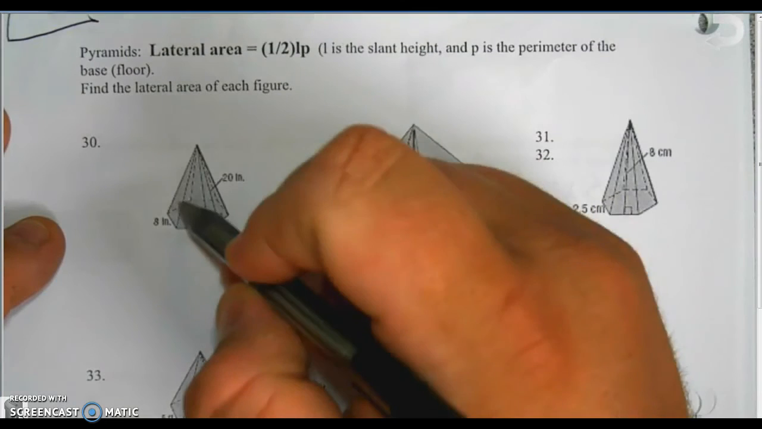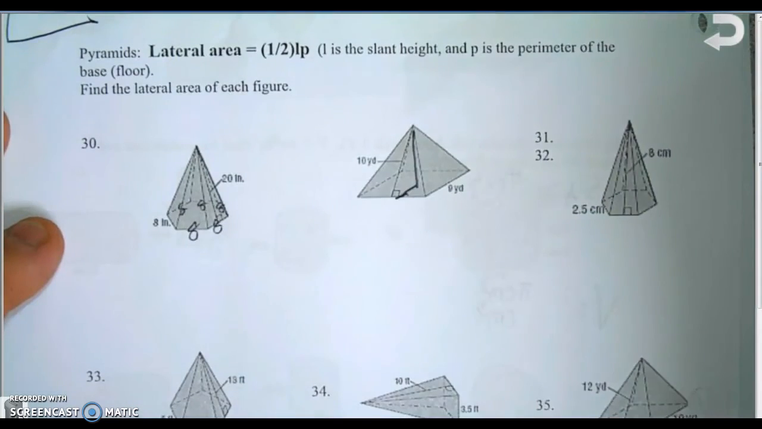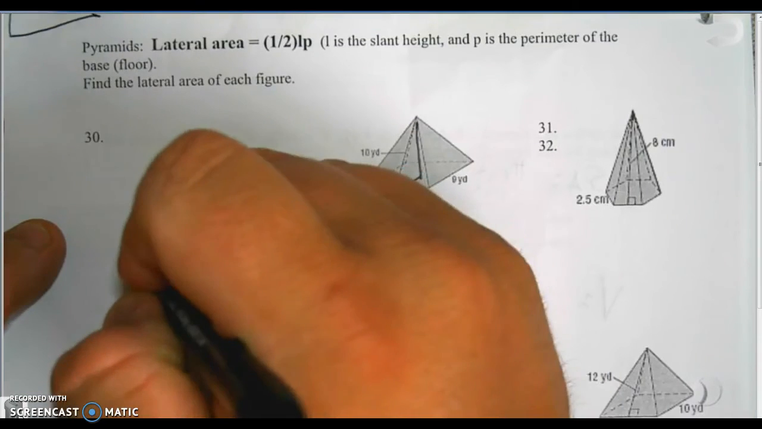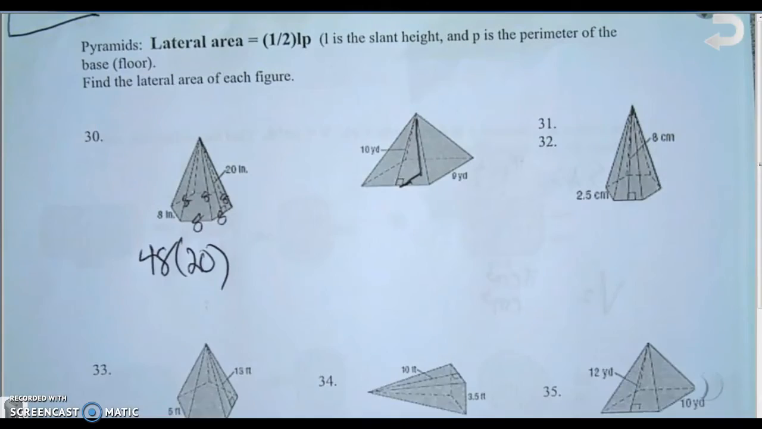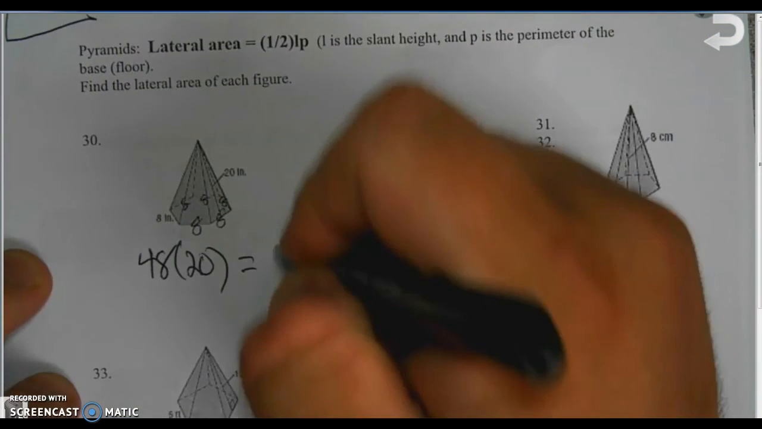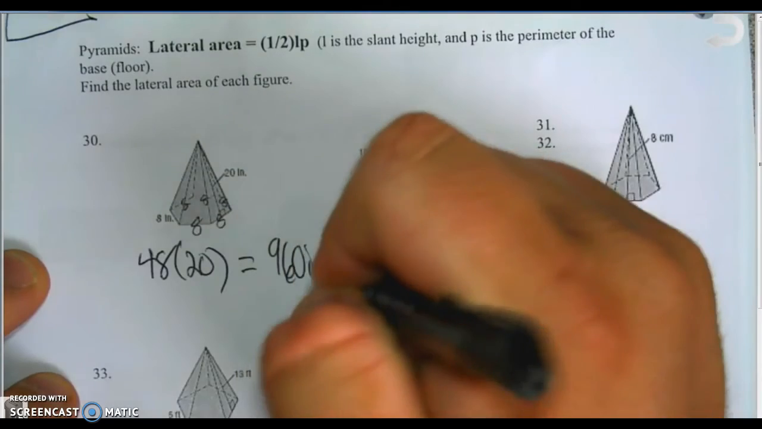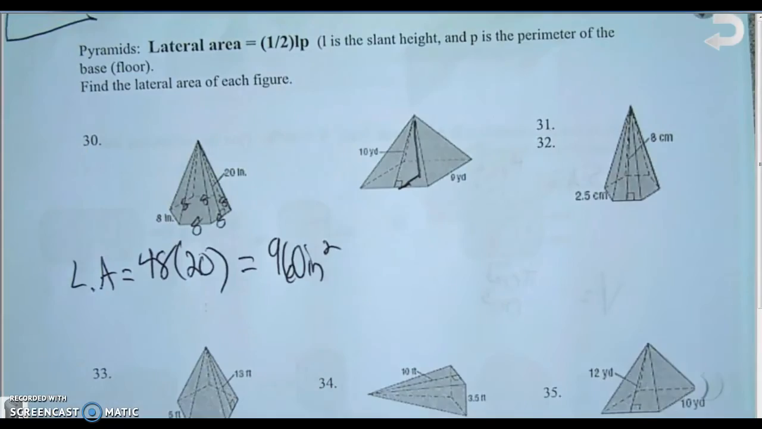But I'm going to do number 10 for you real quick. It's a 6-sided figure, so there are 6 eights around this thing. So we're literally just doing 48 times 20, because 20 is the slant height. 48 times 20 gives me 960 inches squared, and that's what the lateral area of this pyramid is. So you're going to go ahead and do these 5 problems.